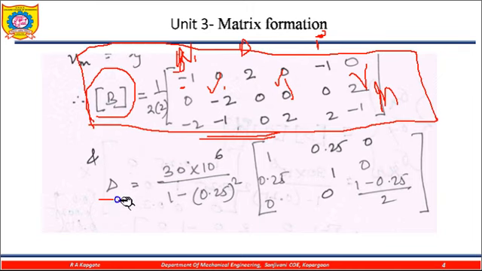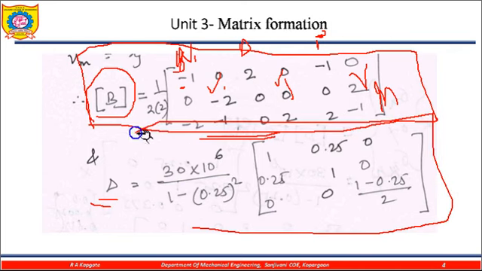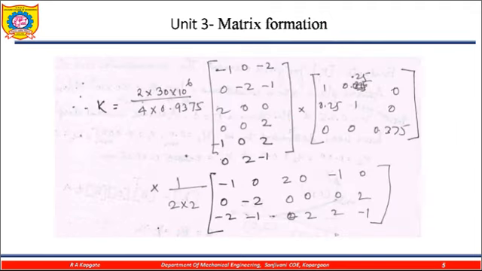Then this is my constitutive D matrix. I need to write this D matrix in terms of the Poisson's ratio. So E upon 1 minus V square multiplied by the matrix 1, V, 0; V, 1, 0; 0, 0, (1 minus V) upon 2. This is the constitutive D matrix for the plane stress condition. So the B matrix is calculated, the D matrix is calculated. Now my K matrix can be calculated very easily.